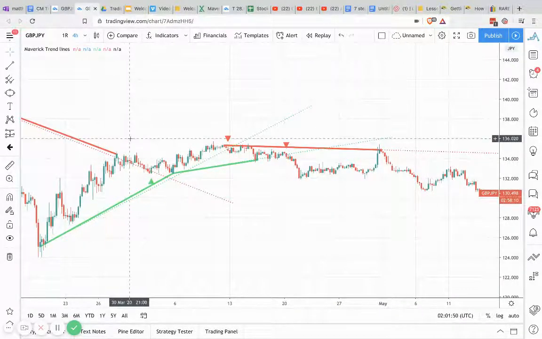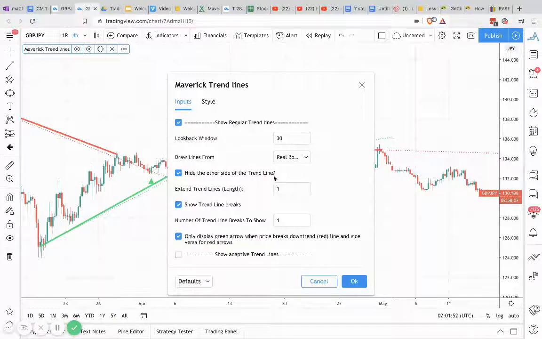So the last thing here that I'm gonna talk about, and then I'll cut you guys loose, is the adaptive trend line.